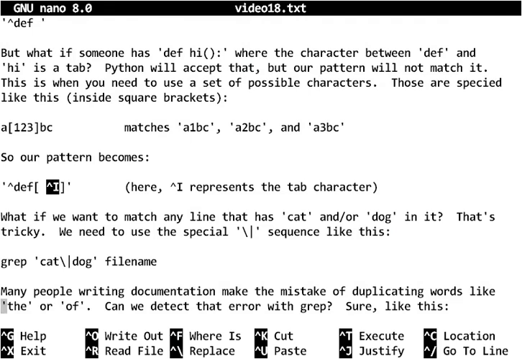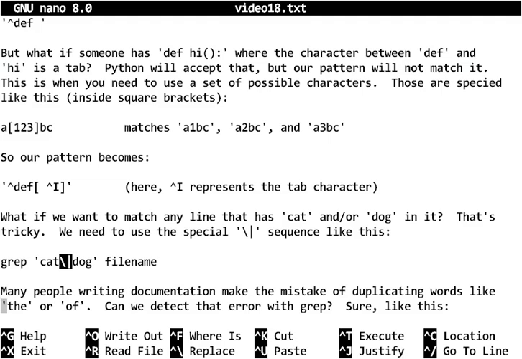Now, what if we want to match one of two different things, like cat or dog? So we want every line in file name that has either cat or dog or maybe both. And you can do it like this. You use the pipe as the or, but you have to put a backslash in front because otherwise it will look for the literal pipe character.